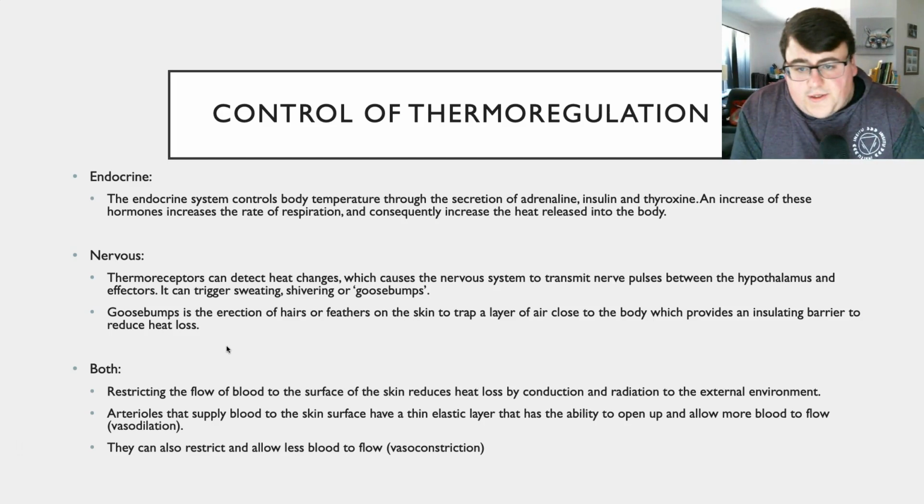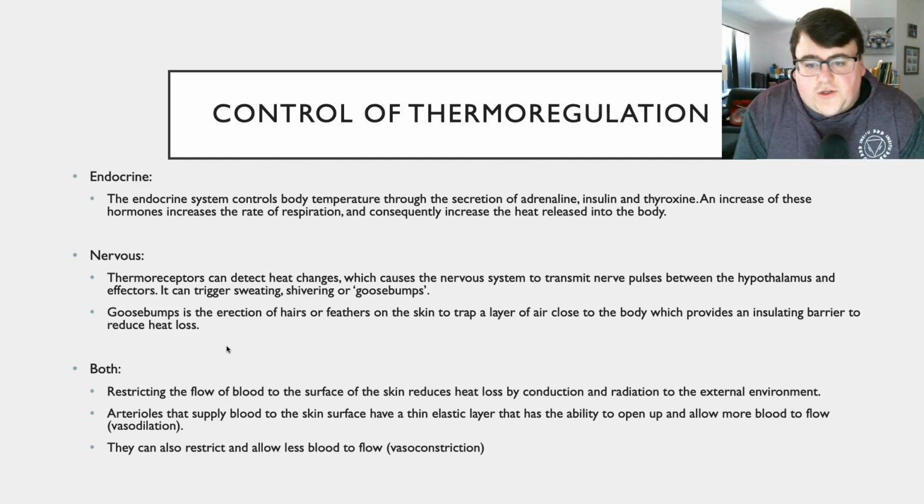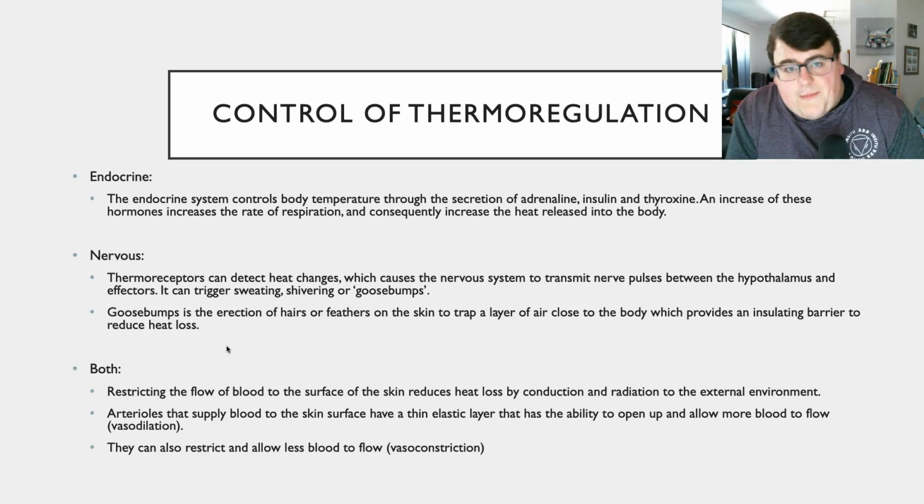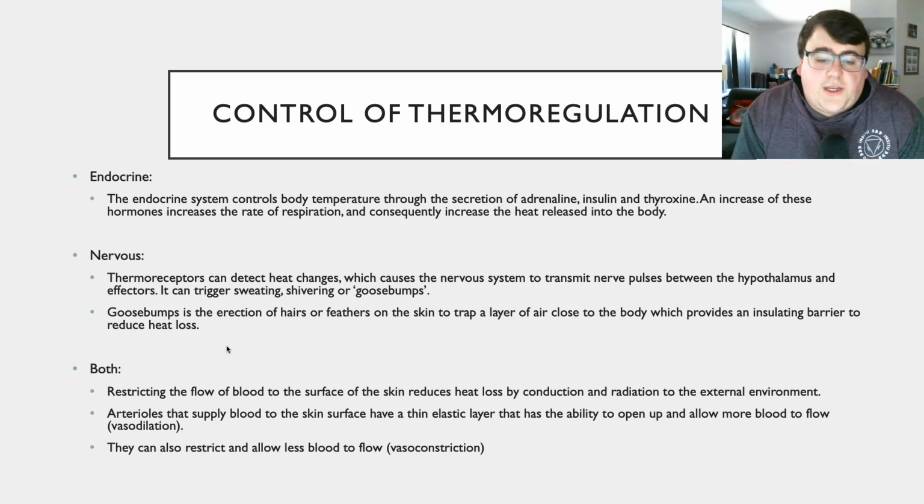How do they both work together though? There are two separate ways that the endocrine system controls thermoregulation and the nervous system controls thermoregulation, but they also work together. They work together through vasoconstriction and vasodilation, which is restricting the flow of blood to the surface of the skin to reduce heat loss, or making more blood flow to the surface of the skin to increase heat loss. How that happens is there are arterioles. Arterioles supply blood to the skin surface, and they have a very thin elastic layer. That gives them the ability to open up and allow more blood to flow through, which is what we call vasodilation. But they can also restrict and allow less blood to flow through, which is vasoconstriction.